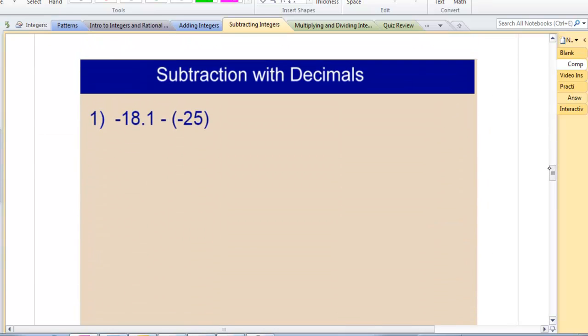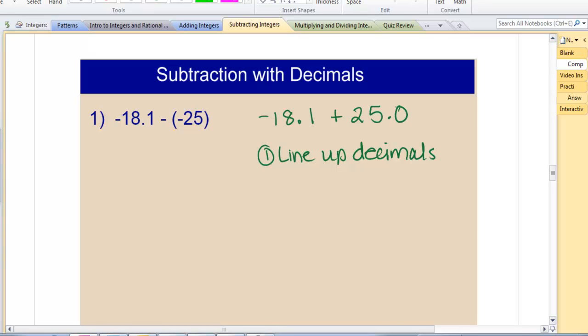Moving on, we're going to talk about subtraction with decimals. And the only thing that you have to do differently here than you did with addition is that very first step of changing subtraction to addition. So what do you think the first step would end up giving you in number 1? You should end up with negative 18 and 1/10 plus 25. Now you'll want to keep in mind to line up your decimals. So I'm going to put 0.0 for my 25 to help me line up my decimals.